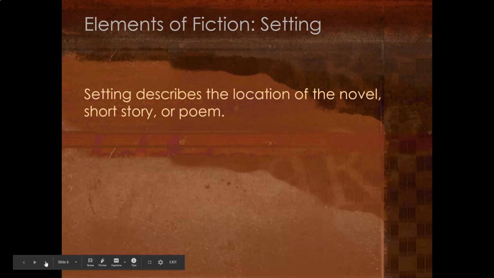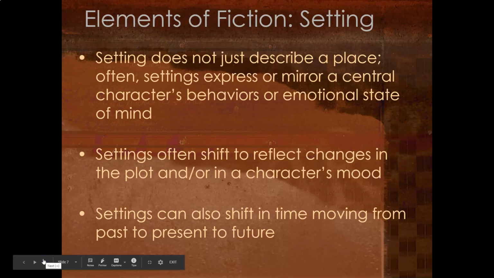We also want to consider setting, which describes the location of the story. However, setting does not just describe a place. It can also express or mirror a central character's behaviors or emotional state of mind, and it can shift to reflect changes in the plot and or in a character's mood. Settings can also shift in time, moving from past to present and to future.